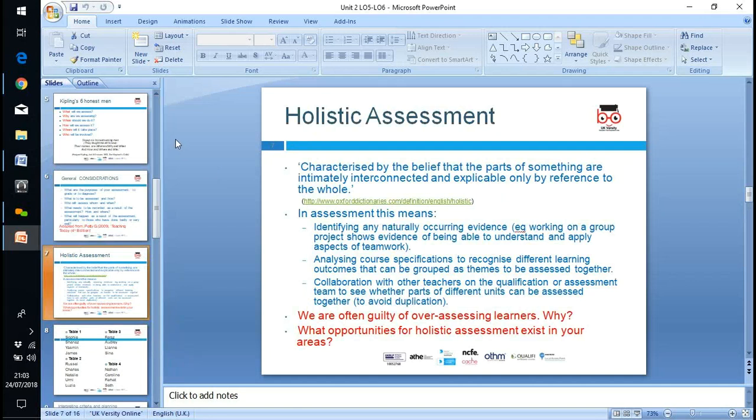Oops, I've jumped a bit. This is a different type of assessment. Have you seen this type of assessment before? No. This is holistic assessment.